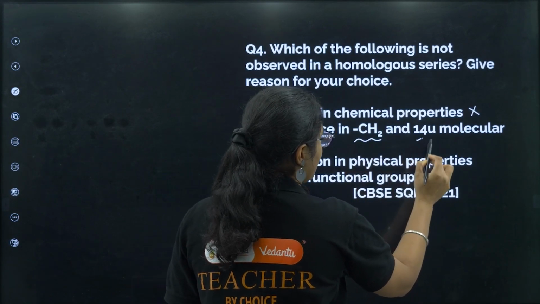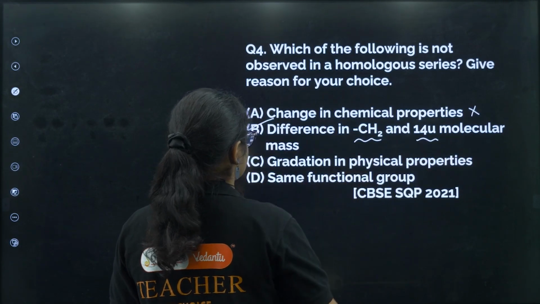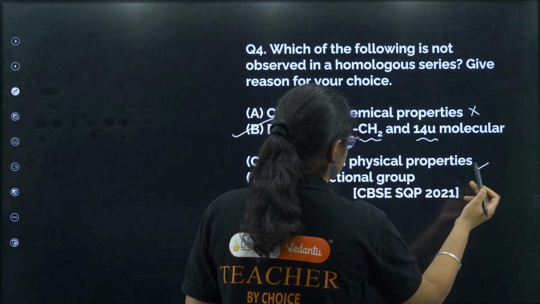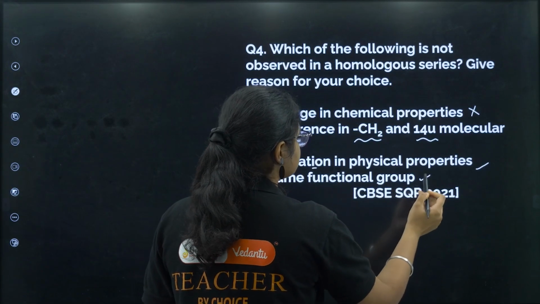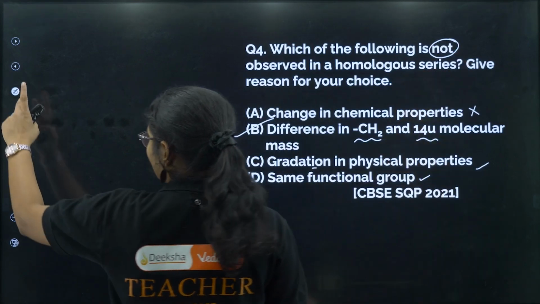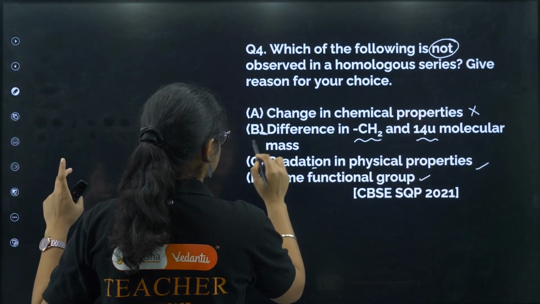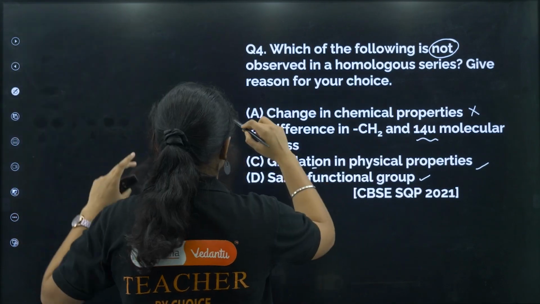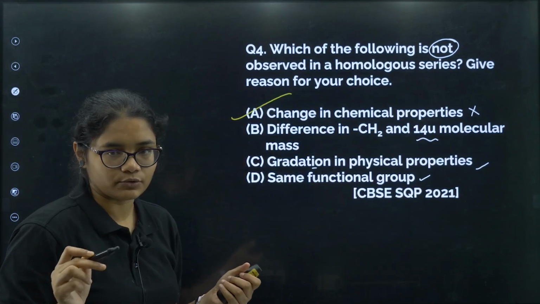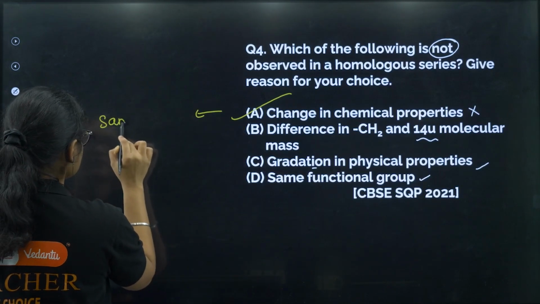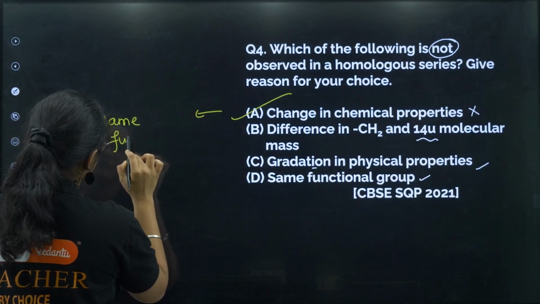Difference in CH2 and 14u molecular mass? Yes, this is observed. Gradation in the physical properties? Yes, physical properties change, and the same functional group is also there, right? Not observed, okay, so you have to write which is not observed. So this is observed, this is observed, this is observed. Change in chemical properties is not observed because they have the same functional group, right? Why? What is the reason here? Because they have the same functional group.